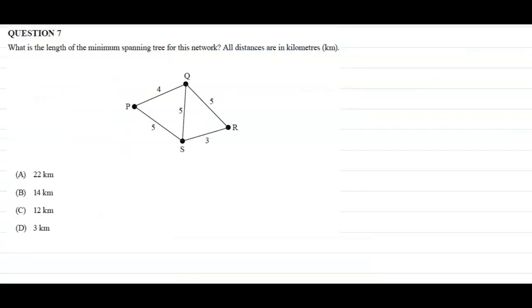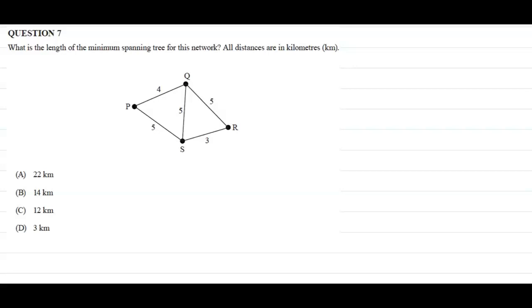Question 7. What is the length of the minimum spanning tree for this network? All distances are in kilometers. For any network, there may be more than one spanning tree possible. And if the weight for every spanning tree is found, there'll always be one tree or trees that are smaller in total weight than the others. So we refer to these as our minimum spanning trees. Now, one way to find the minimum spanning tree is using what we call Prim's algorithm. And we're going to touch on it slightly here. So hopefully it sets some foundation for questions you might be asked in the future.